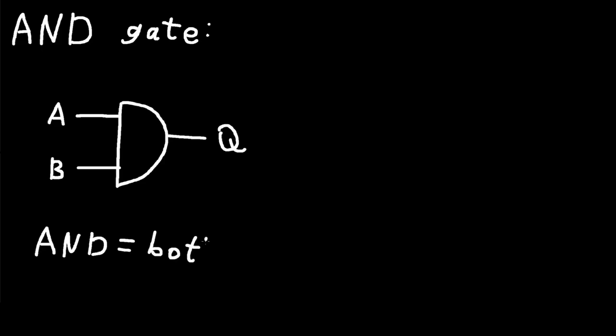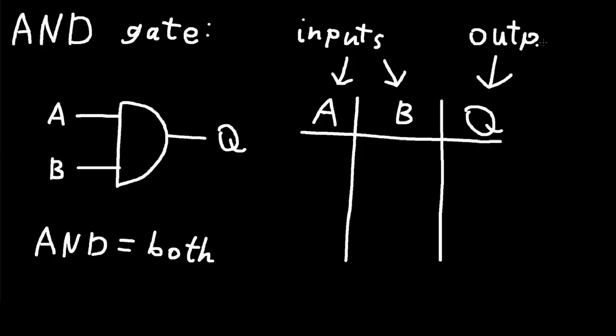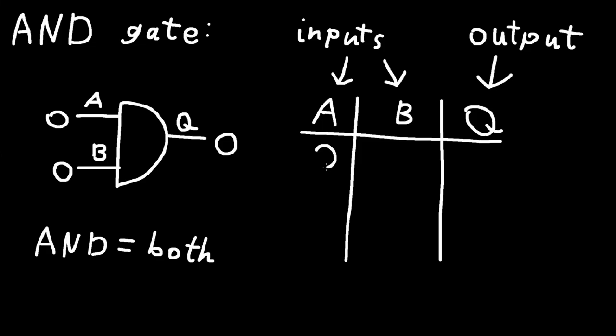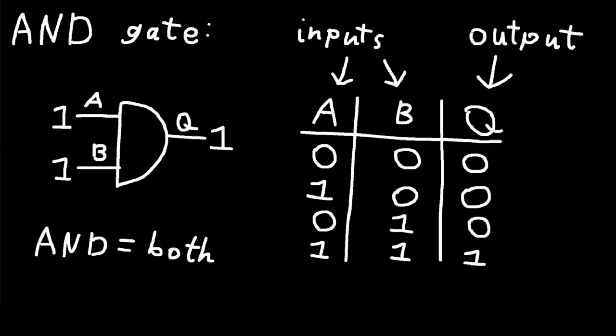Next, the AND gate. AND has two inputs, A and B. The output is 1 only if both inputs are 1. Otherwise, the output is 0. A good way to remember this gate is: only true if A is true and B is true.